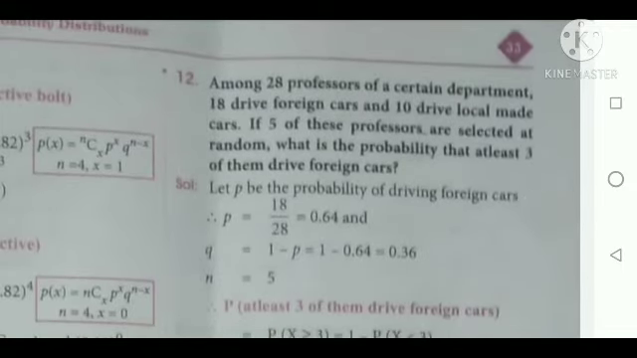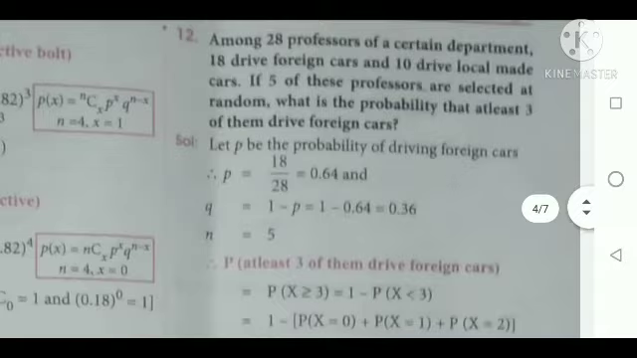So the 12th question. Among 28 professors of a certain department, 18 drive foreign cars, 10 drive local cars. 5 of these professors are selected at random. What is the probability that at least 3 of them drive foreign cars? Let P be the probability of driving foreign cars. Then P equal to 18 by 28, because total professors are 28 and the foreign cars are 18. So 18 by 28 is the probability of driving foreign cars, that is 0.64. Then Q equal to 0.36. N equal to 5, because 5 professors are selected at random.